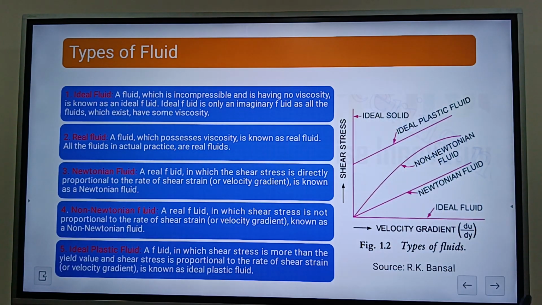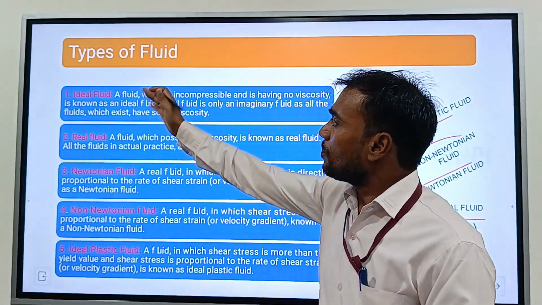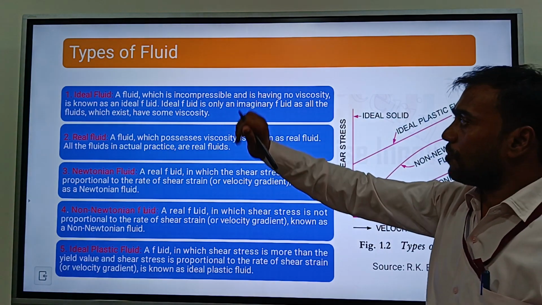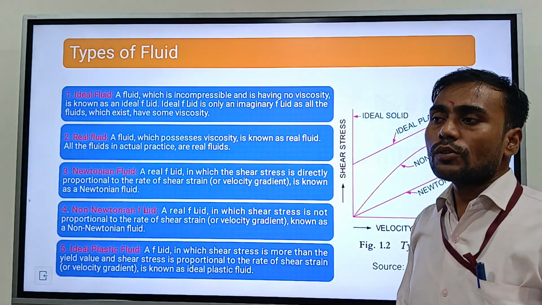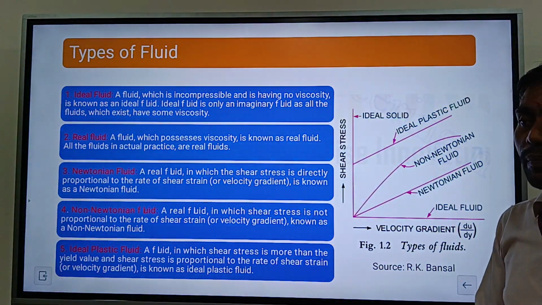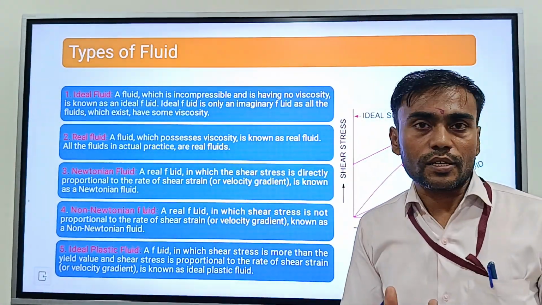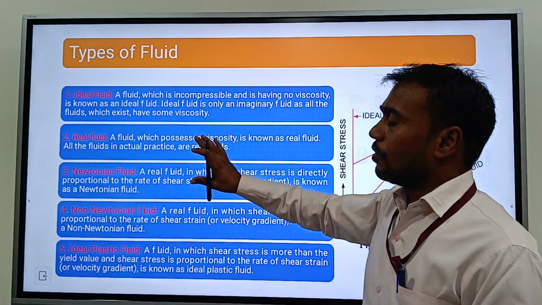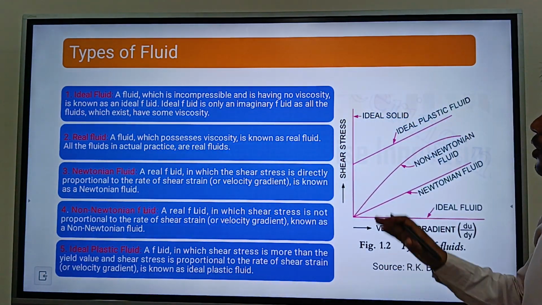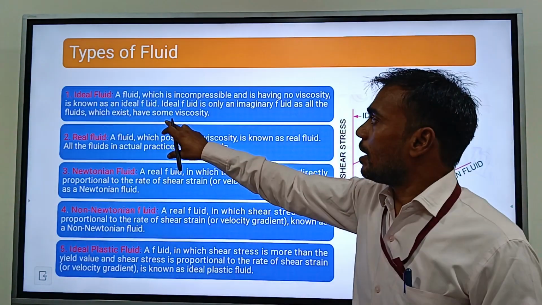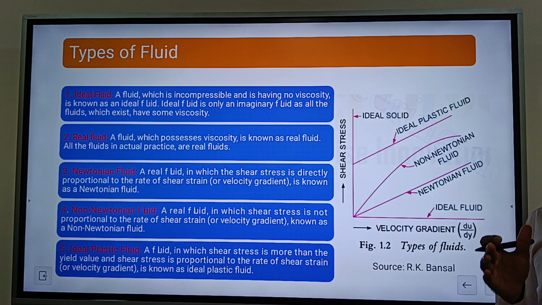Now, types of fluid. So there are 5 types of fluids classified. First one is the ideal fluid. So what is the ideal fluid? Before discussing the ideal fluid, one should know that in reality or in practical life, nothing exists in ideal conditions. Okay, so let us discuss the ideal fluid. What is the ideal fluid? A fluid which is incompressible and has no viscosity is known as an ideal fluid. Means an ideal fluid will be incompressible and have no viscosity.